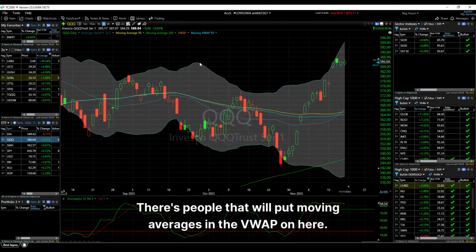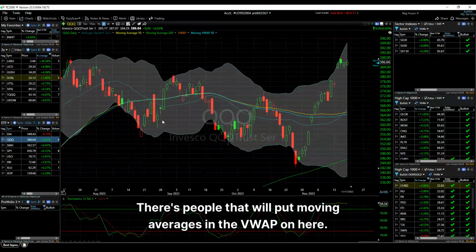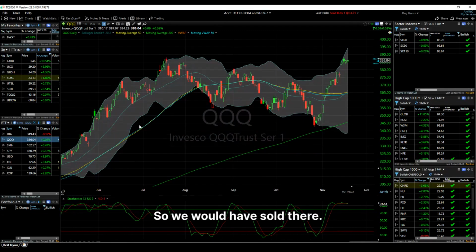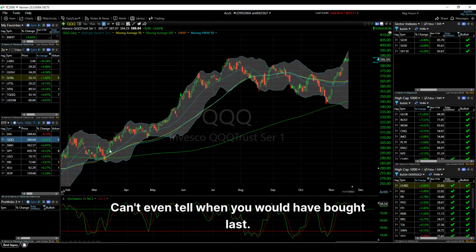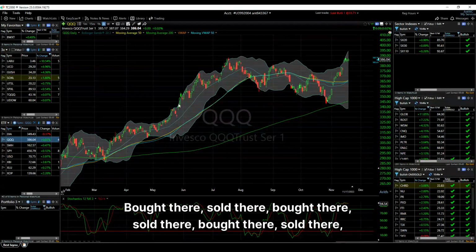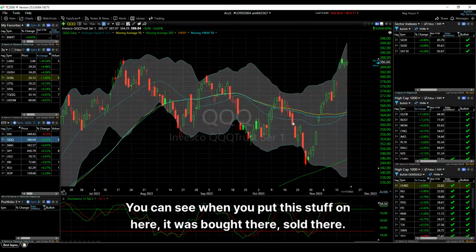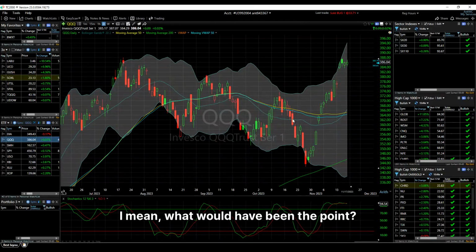There's people that will put moving averages and the VWAP on here and buy and sell when they cross. So you would have sold there. Bought there, sold there, bought there, sold there, bought there, sold there. So you can see when you put this stuff on here, what would have been the point? It would have been nothing.